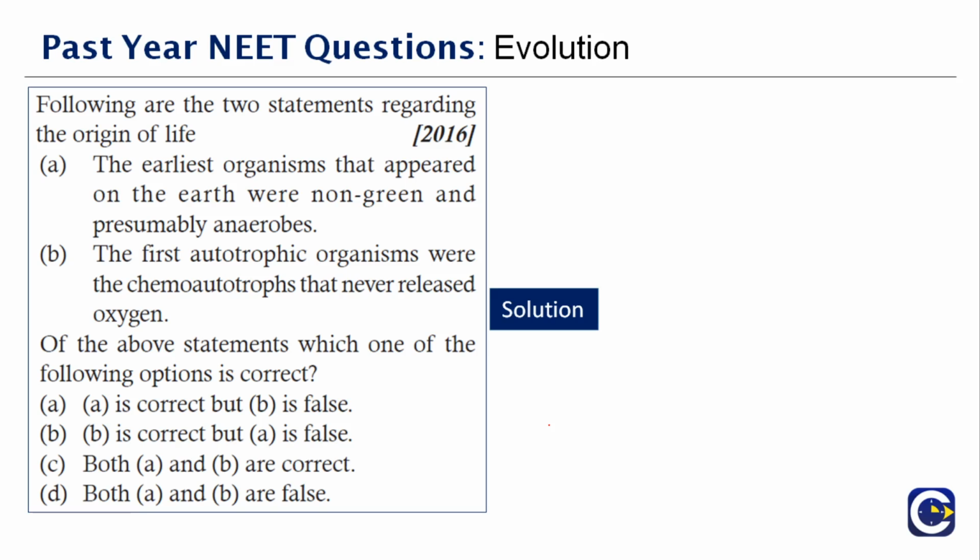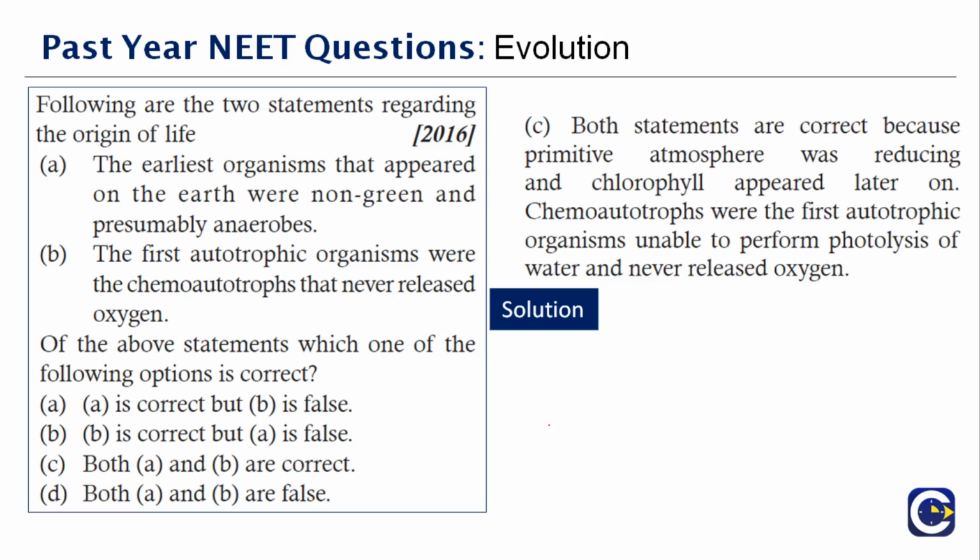So the earliest organisms that appeared on Earth were non-green and pre-assembly anaerobes. It was easy for them. Now if you take green objects, the living organisms which are autotrophic, they can prepare their own food. But when Earth came into formation, there was not much light or something of the sort. They say in science like that. Since they had a source from outside, they assume that this is how it has formed. Therefore, both A and B are correct.